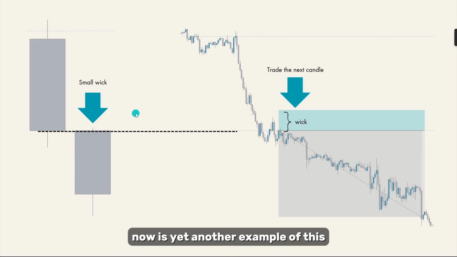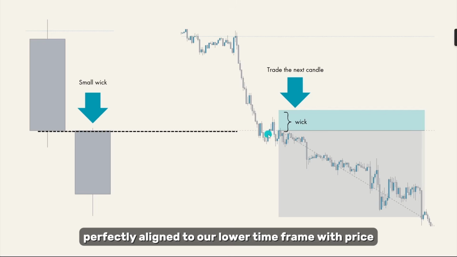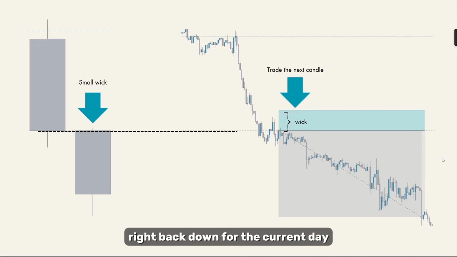Now, here's yet another example of this, but for the bearish scenario. Price creates, there's the closing of your previous daily candle. You then look to trade that wick up, as you can see right here, perfectly aligned to our lower time frame where price manipulates and you're looking to trade the entire distribution right back down for that current day. This is exactly how you are able to perfect your daily bias on a continuous basis.